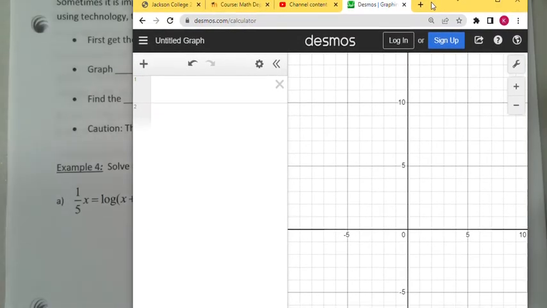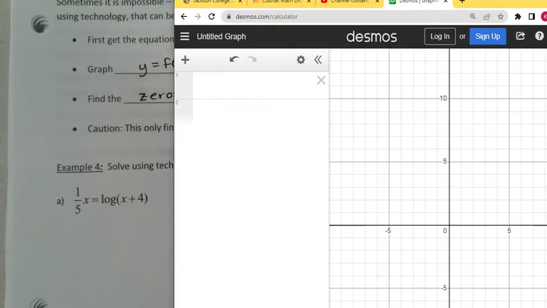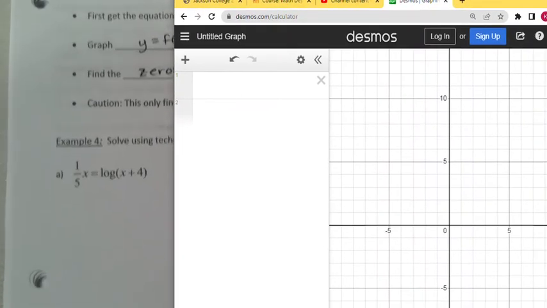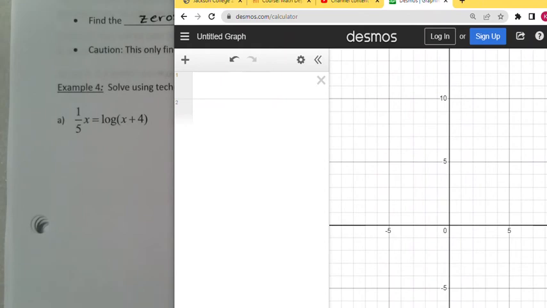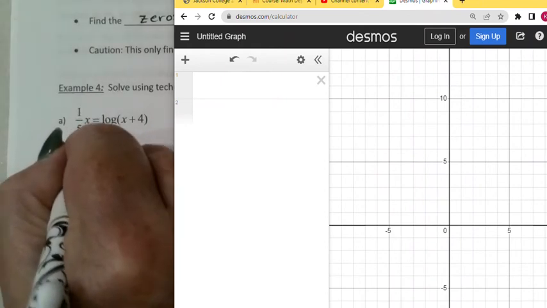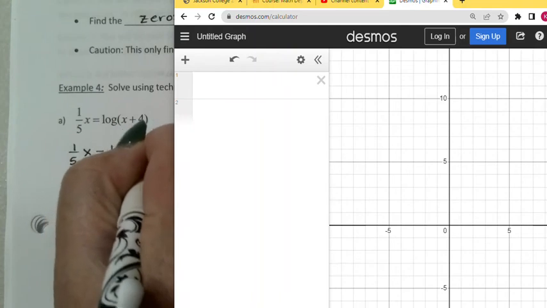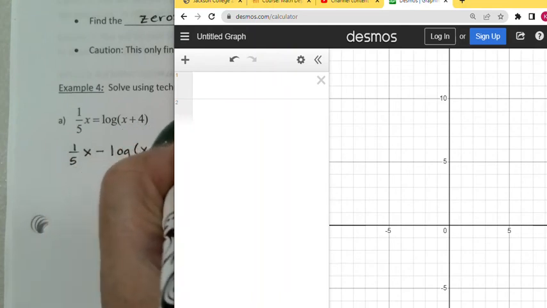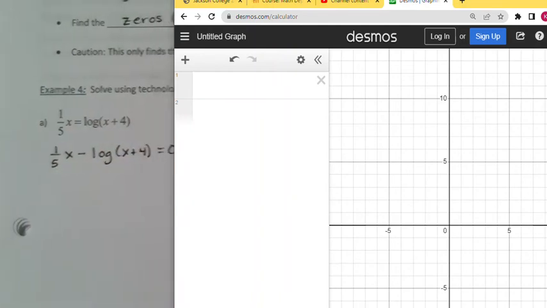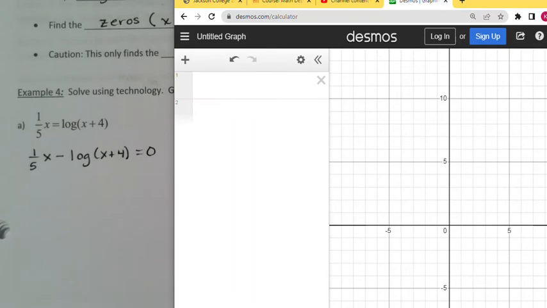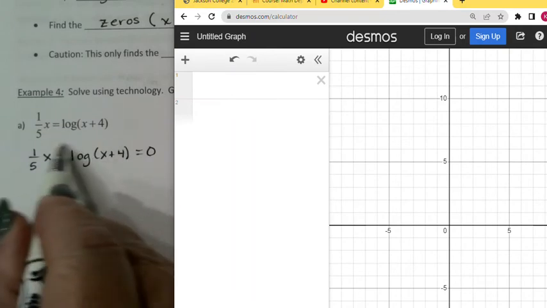All right. So first of all, I need to get my function equal to 0. So I'm going to rewrite that as 1/5 x minus the log of x plus 4 equals 0. And then I'm going to graph this function.